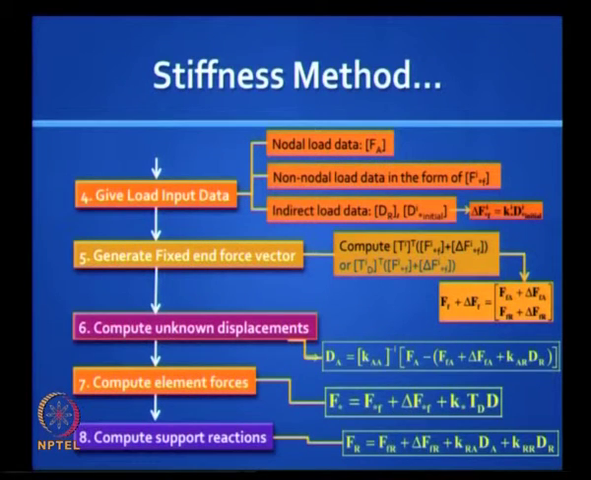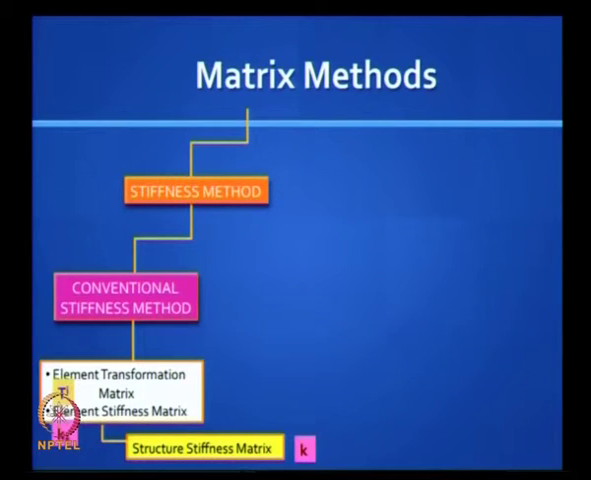Next you put in the load data, and this we will see later. You generate the fixed end force vector, you find the unknown displacements by using the inverted Ka matrix, compute the element level forces, compute the support reaction. You have got everything, and all this happens in a jiffy at the press of a button, but inside the black box we are trying to see what is inside the black box and how it is working.